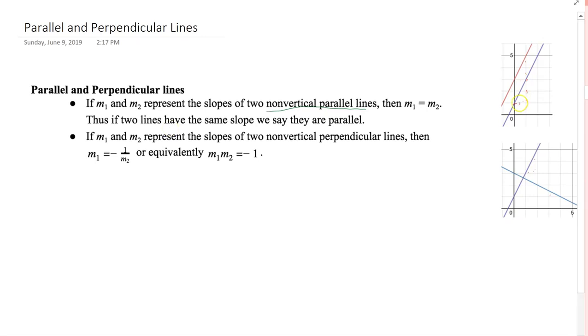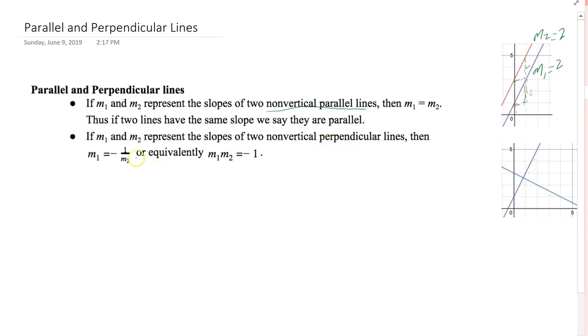Now let us look at the two lines in this graph. The first line, the purple line, has a slope, rise over run, of 2 over 1, so m sub 1 will be equal to 2. What about m sub 2? The slope of the red line, the rise over run, is also 2 over 1, which is 2. Because m sub 1 equals 2 and m sub 2 equals 2, we say both lines are parallel because they have the same slope.